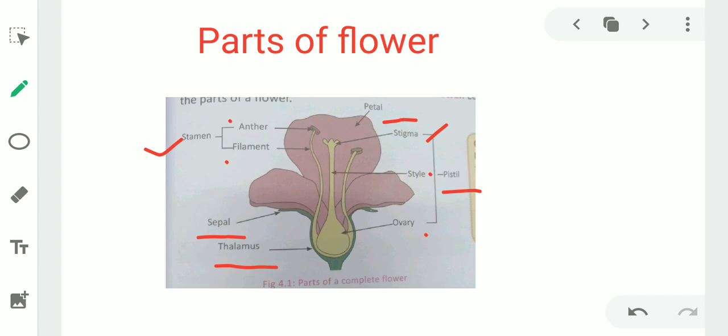Pollen grains fall on stigma. Stigma traps pollen grains. Pollen grains pass through style and reach ovary. Ovary contains ovules in it. So these are the parts of the flower.